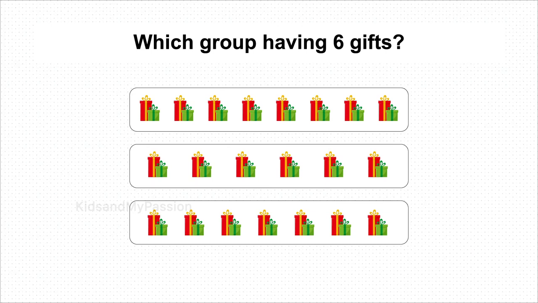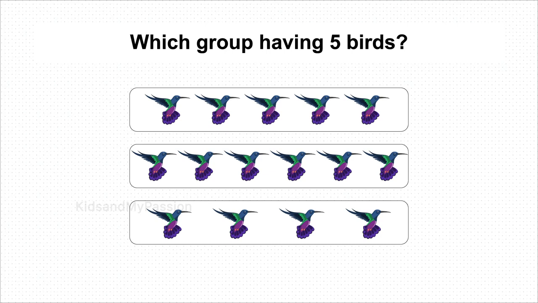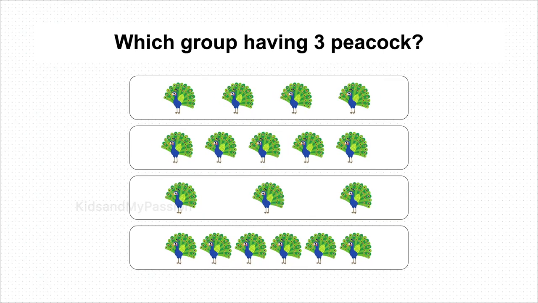Kids, in this picture, there are 3 groups of gifts. Now you count which group has 6 gifts. Yes, the second group. In this picture, now you count which group has 5 birds. Yes, the first group. Now you count which group has 3 peacocks. Yes, the third group.